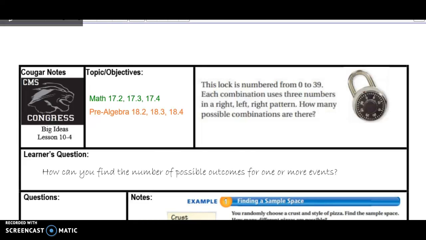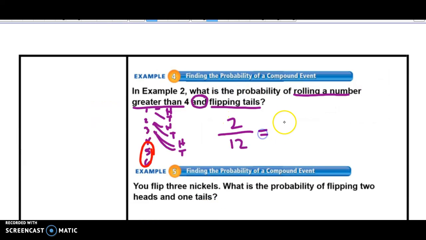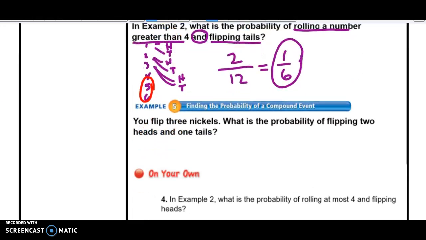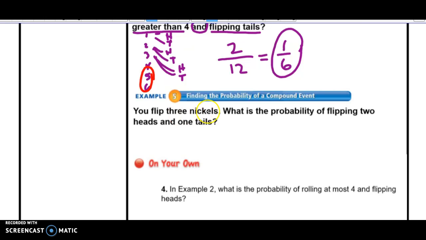Seventh graders today. So 2 chances out of 12 would reduce to 1/6. Let's look at example 5. We flip 3 nickels. What is the probability of flipping 2 heads and 1 tails?